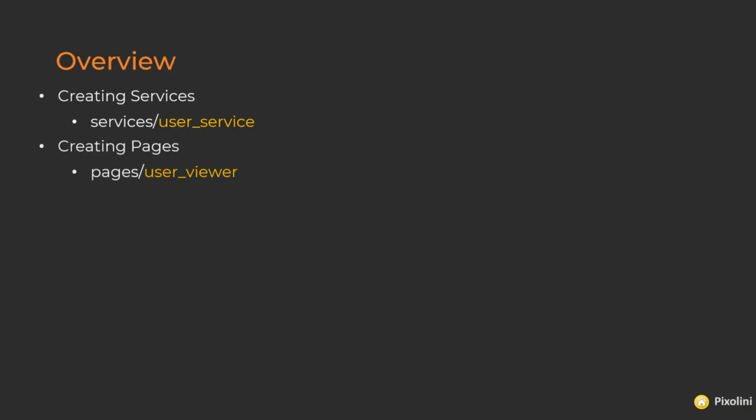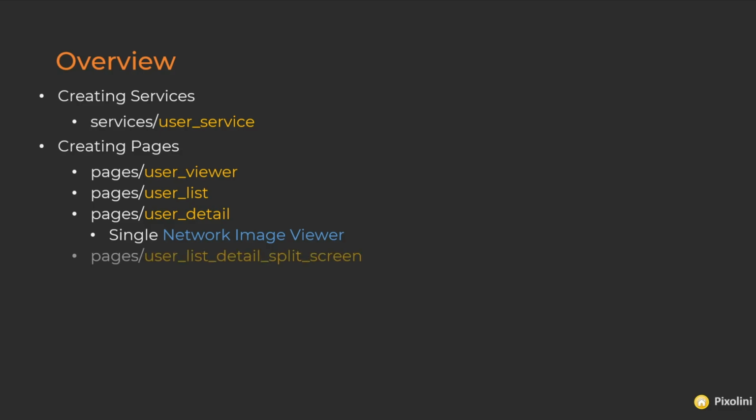We're going to create the user viewer page, which is going to use the layout builder to return the correct page layout, whether it's phone, tablet, or web device. The user list will be responsible to show a list of users' data, and also with the search capabilities using the sticky header delegate. The user detail page will be used to show the details selected when you select a user. It'll be a single network image and also the data about the user.